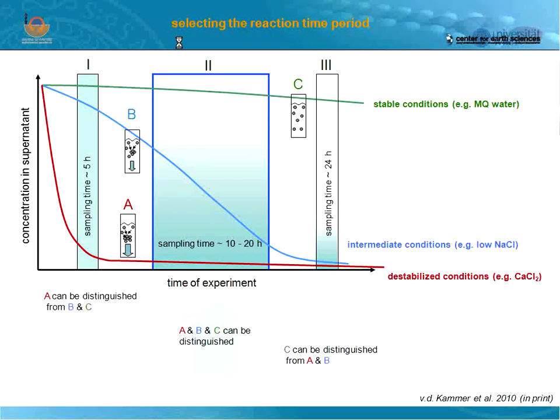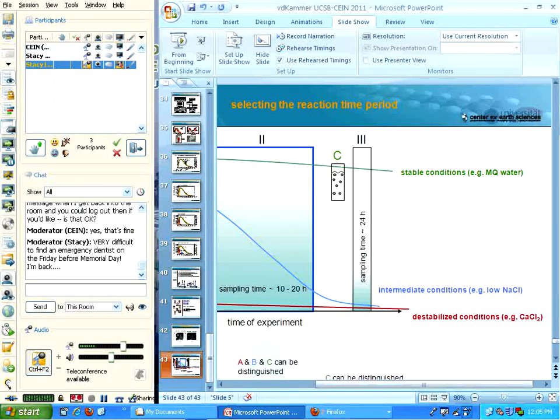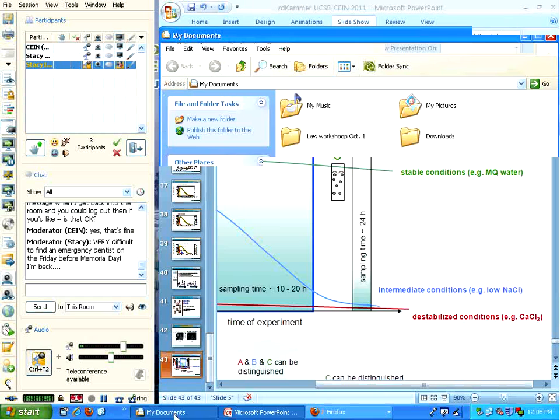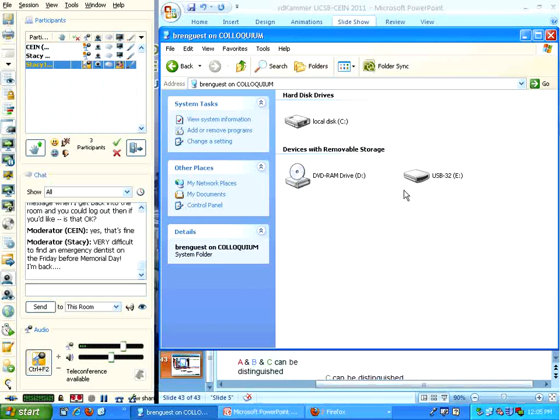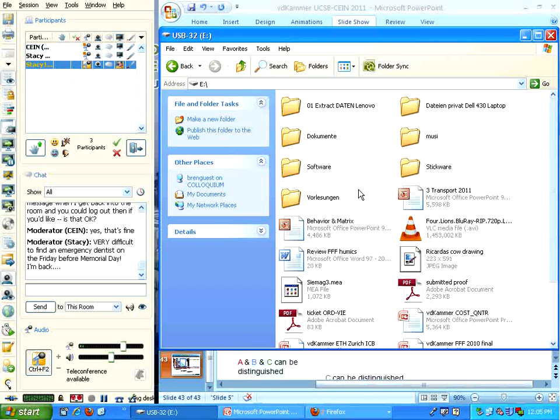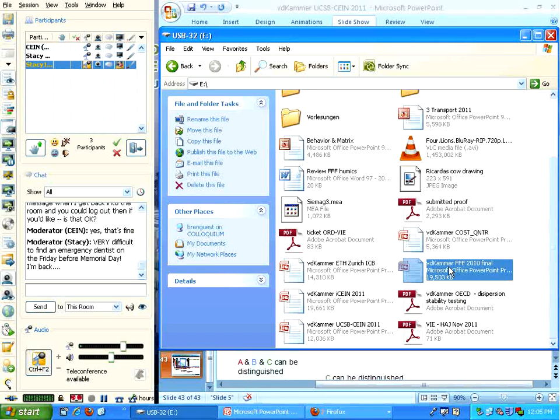Shall I show you? Because I'm putting this in here, and let's see if we can find that. Where are you? Come on. I hope that we have got it here somewhere.